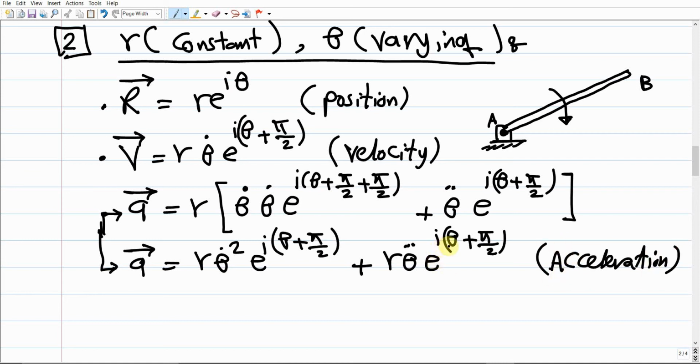As you can see here, there is a difference in the directions, right? The directions are not going to be the same. For example, the direction of the position is theta, but the direction of the velocity is going to be theta plus pi over 2. It means that there is a shift in the phase, a shift in the direction between the position vector and the direction of the velocity.